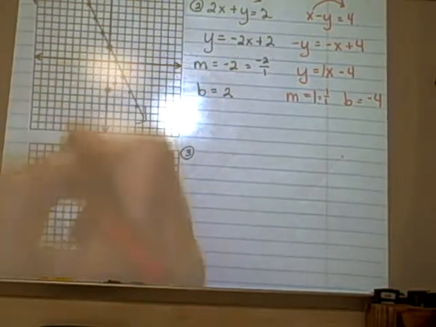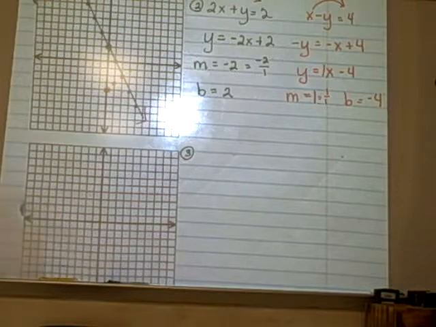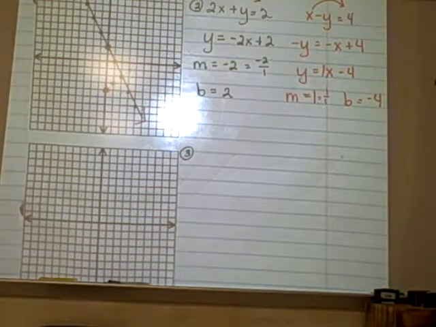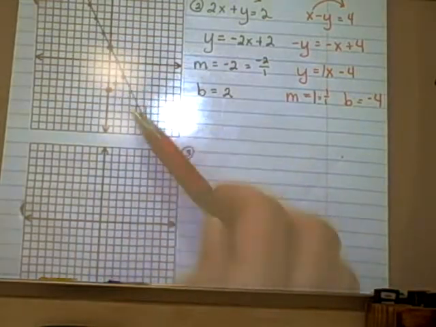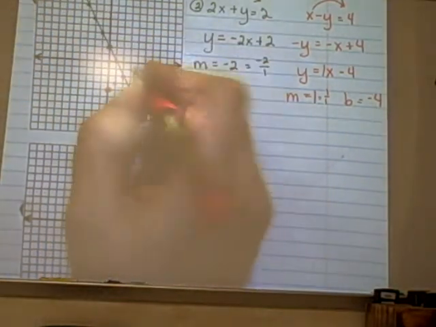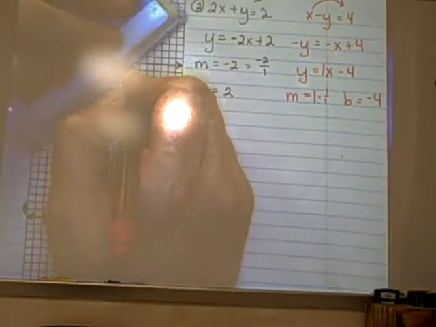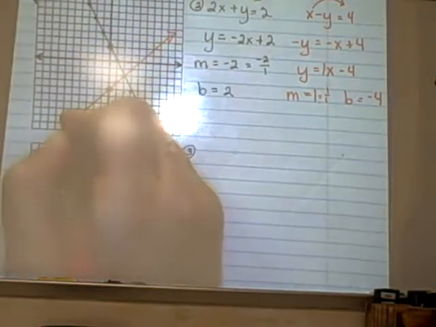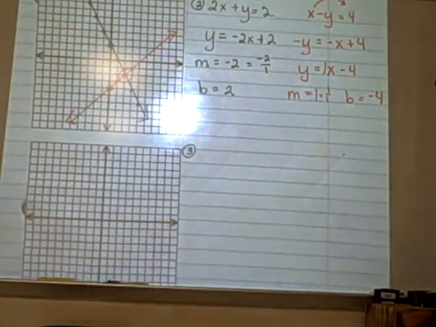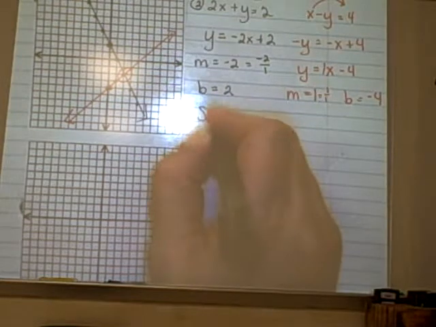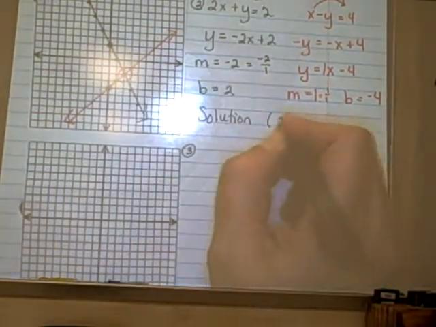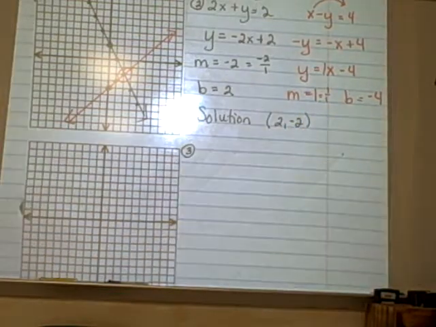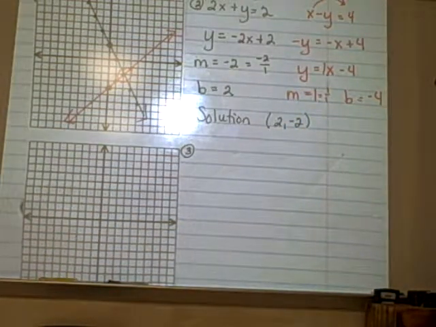I could have gone down 1 to the left 1, but why was it better to go up? Because I'm trying to get to this line. If I go down, I'm never going to reach that line, so it's better to go up. And you can see they cross right there. Solution is 2, negative 2. That's your answer.